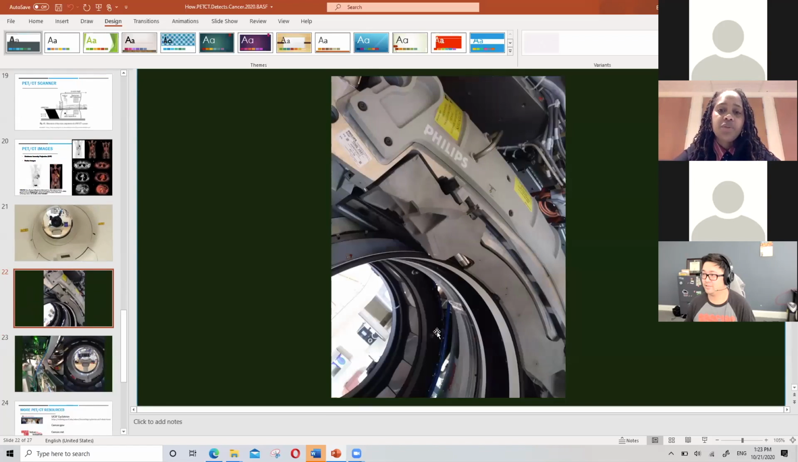This is the front of our Philips Vereos camera. In the lower left-hand corner, you'll see two rings. That near ring is the CT component, and in the back you see these gray areas. Those are the detectors of the PET portion that are taking the signals from the radioactive tracer and combining those so we can see our images.